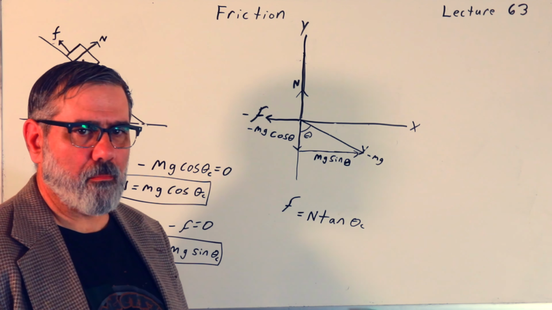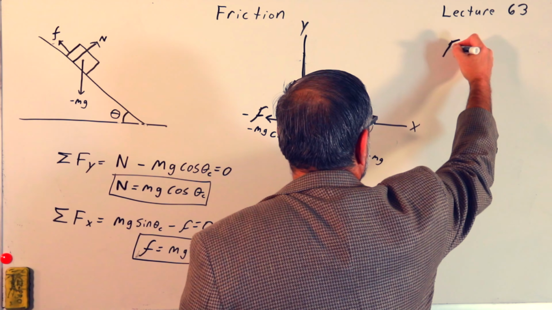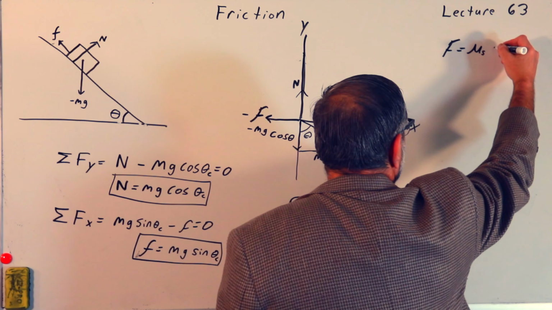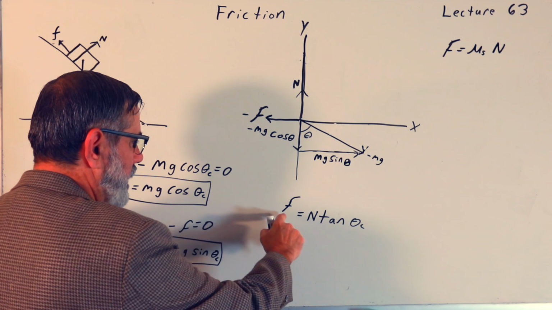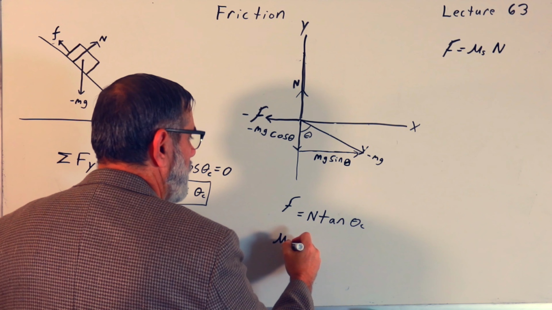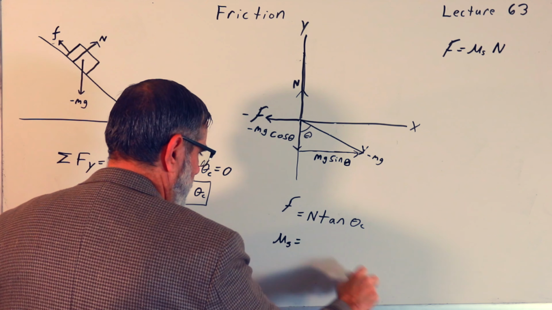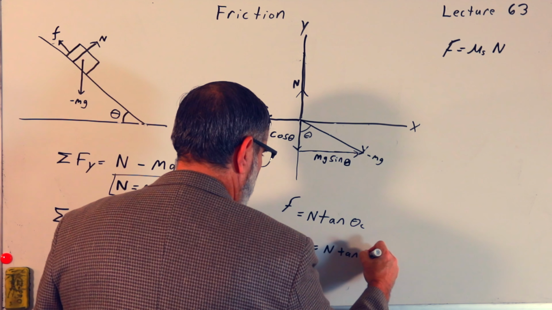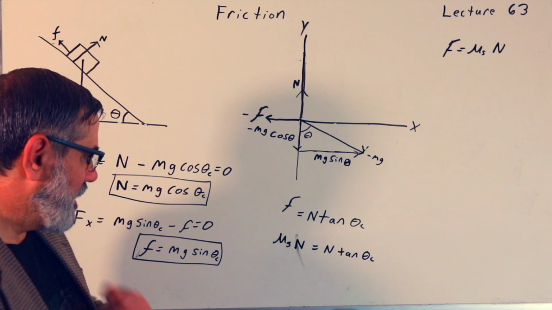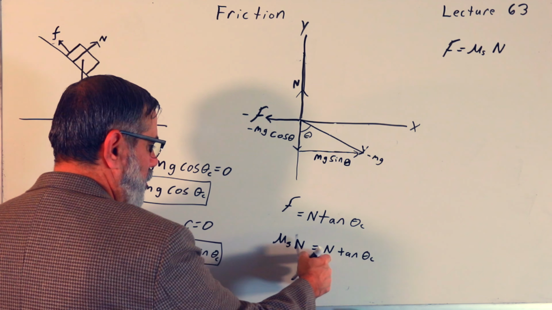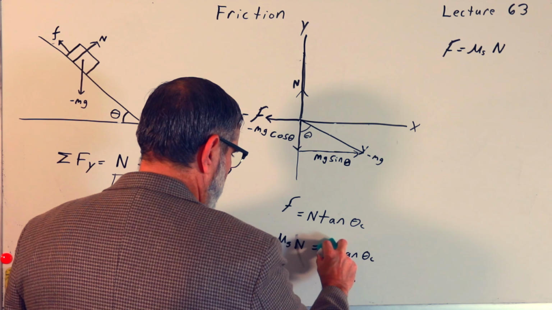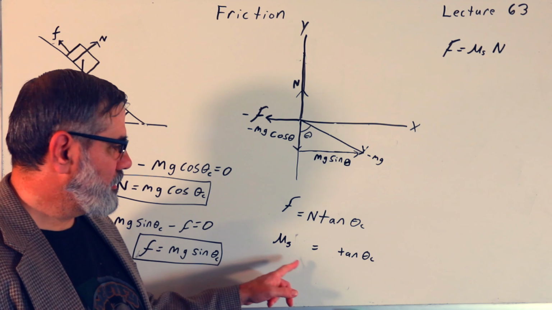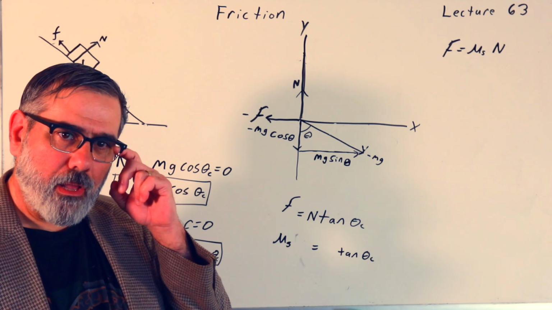And I'm going to recall from earlier that the frictional force is equal to mu sub s, because we're talking about static friction right now, times the normal force. So I can replace F with mu sub s times the normal force, which equals the normal force times the tangent of theta sub c. If I divide both sides by the normal force, this is the same normal force, so they just go away. And so there I have it: the static coefficient of friction is equal to the tangent of the critical angle.